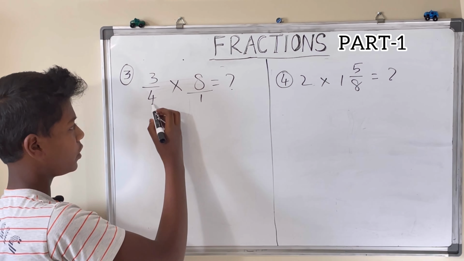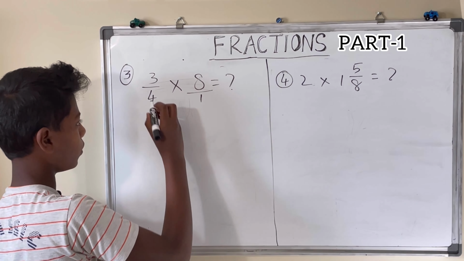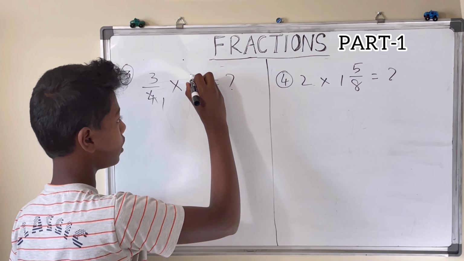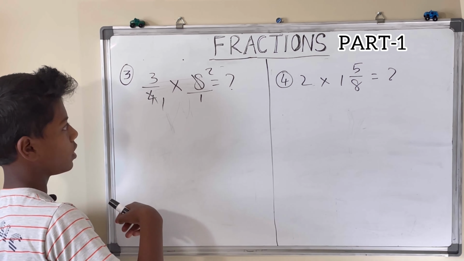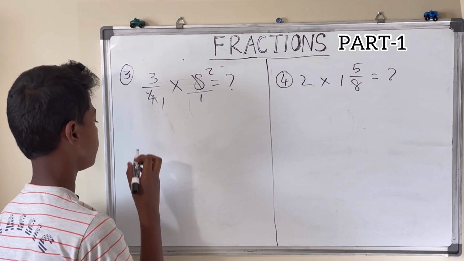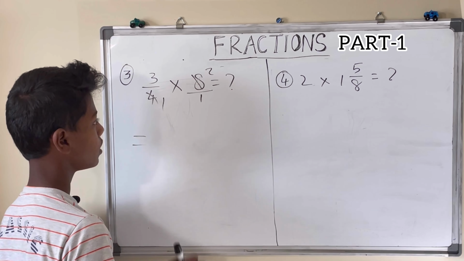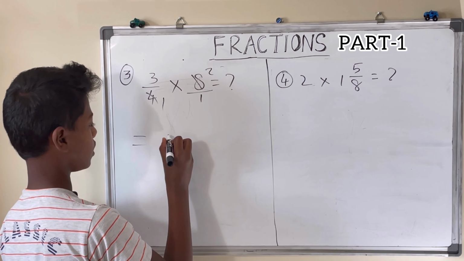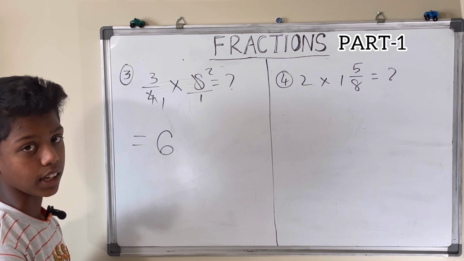We can cancel out between 4 and 8 here. I'm going to pick the greater one, so I'm going to pick 4. 4 divided by 4 is 1. 8 divided by 4 is 2. Now we can't do anything with 3 and 1, so this is all we can factor. That means we straight multiply. So I'm going to put my equal sign, and 3 times 2 is 6. 1 times 1 is the same thing. Our answer is 6. So 3/4 multiplied by 8 equals 6.